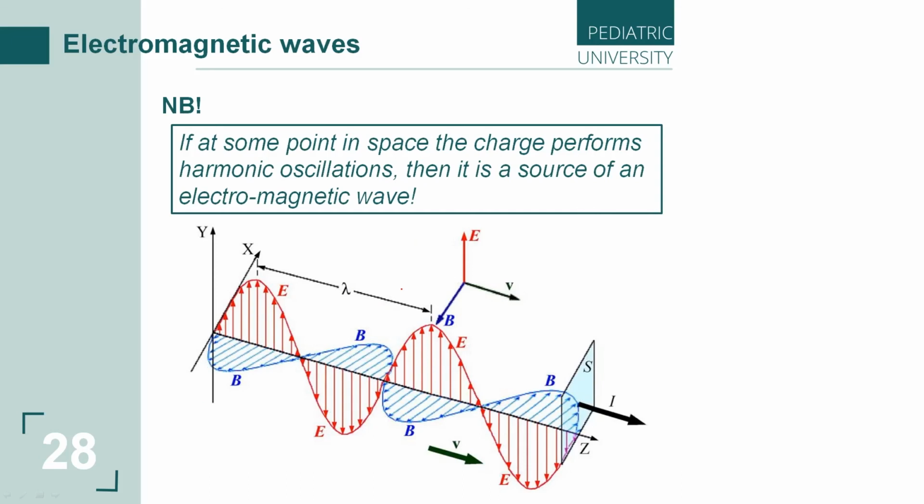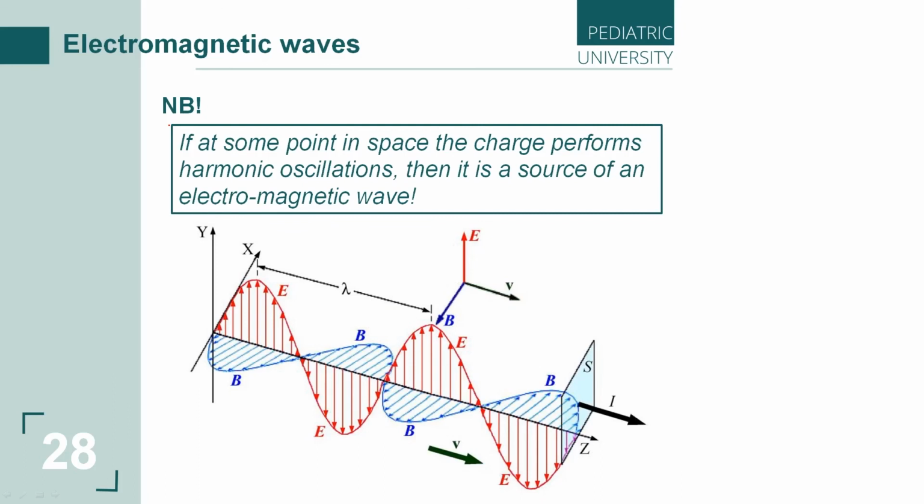And we must remember that if at some point in space a charge performs harmonic oscillations, then it's a source of an electromagnetic wave. I put nota bene, because this is very important for us. We must remember that if at some point in space the charge performs harmonic oscillation, then it's a source of an electromagnetic wave. Please don't forget about it.